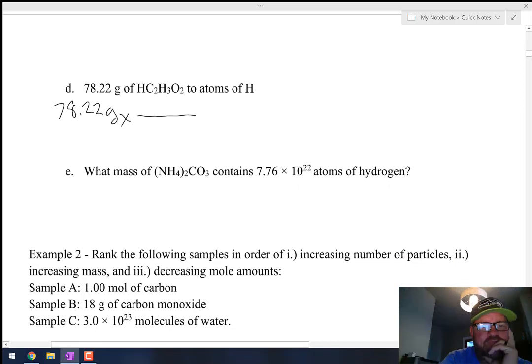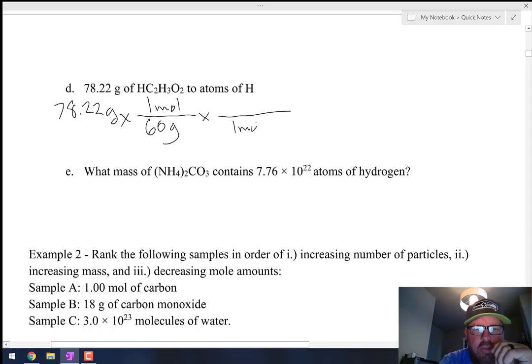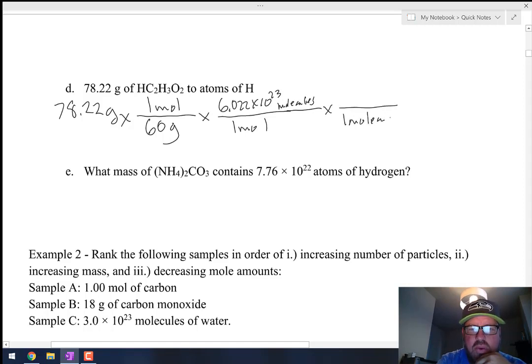Okay, so the molar mass of HC2H3O2 is 24 plus 4 plus 32, which is 60 grams in 1 mole. And I know that 1 mole of this acetic acid contains 6.022 times 10 to the 23rd molecules. And then I also know that 1 molecule of acetic acid contains, just like the one before, 4 hydrogen atoms. Okay, so that is the correct setup.